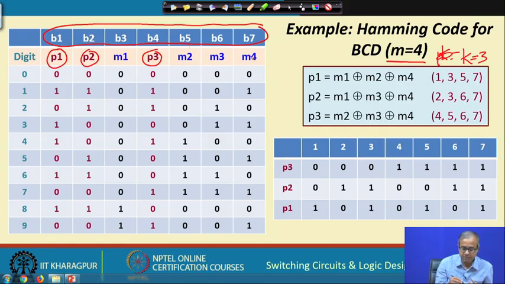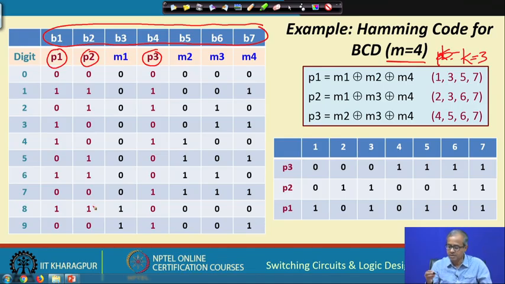If you look at the remaining, I am only showing decimal digits, you can also add the other numbers. So, only 10 I am showing. You see 0 is, if you look at the information bits m 1, m 2, m 3, m 4, 0, 0, 0, 0, 1 is 0, 0, 0, 1, 2 is 0, 0, 1, 0 and so on, 9 is 1, 0, 0, 1. Now, we are inserting parity bits in a suitable way.